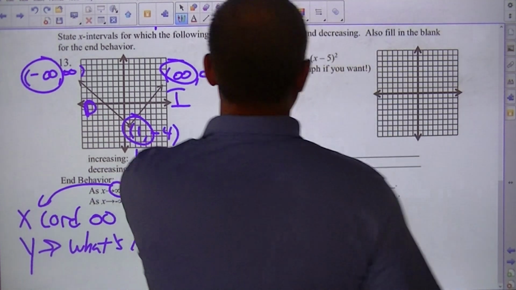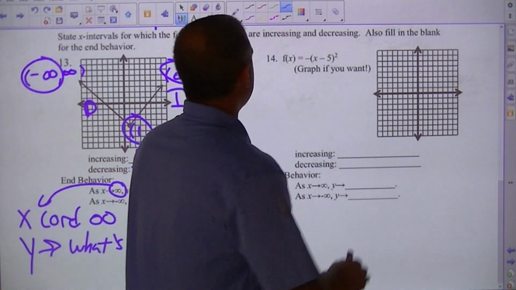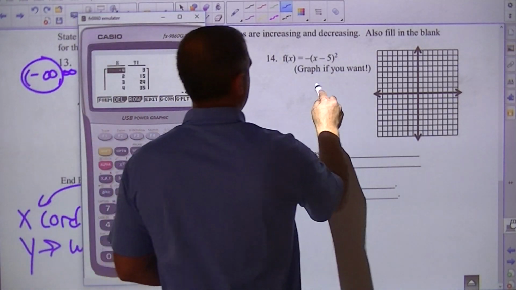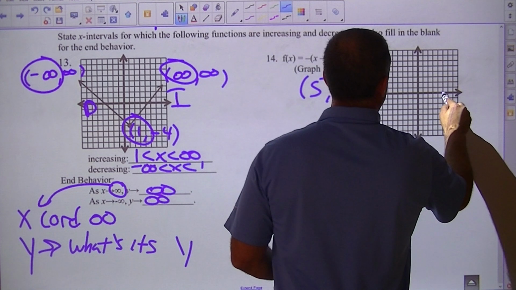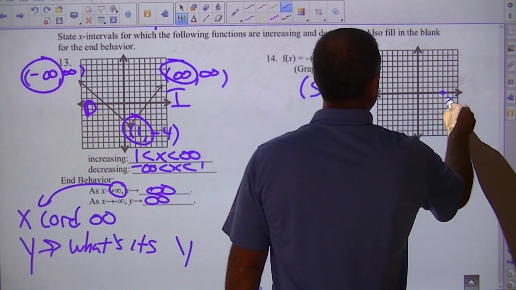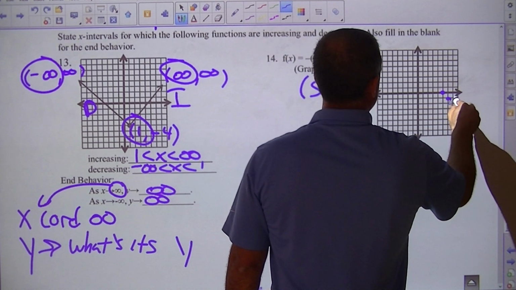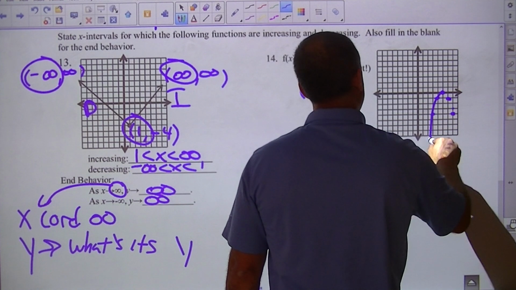Okay, for 14, you're going to want to graph it. The announcements are going to come on, but what you should do is, the anchor point's 5, 0. So 1, 2, 3, 4, and 5. And then if you go to plot it, it's going to look something like this. You plot the graph out.